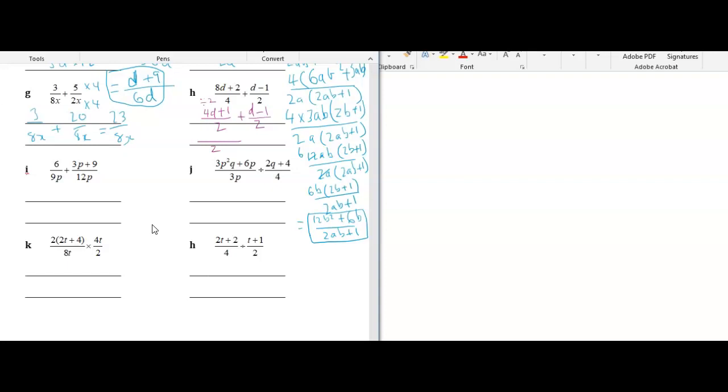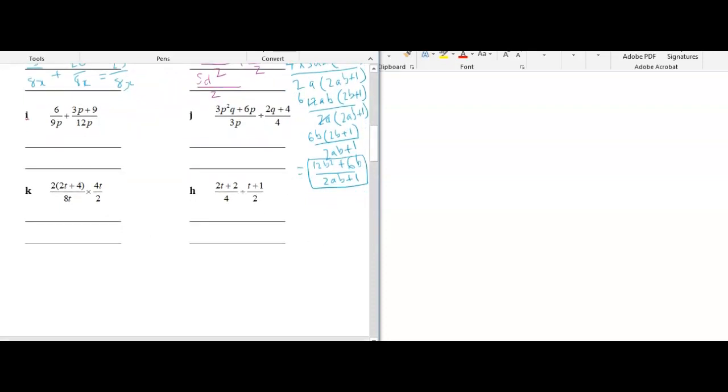Because I know that I'm going to be adding these two numerators, I'm going to just add them in one go instead of writing it and then doing it. So 4d plus d is 5d. And then plus 1 minus 1 is 0. So your final answer is just going to be 5d over 2. Okay, question I. I might just scroll up a little bit.